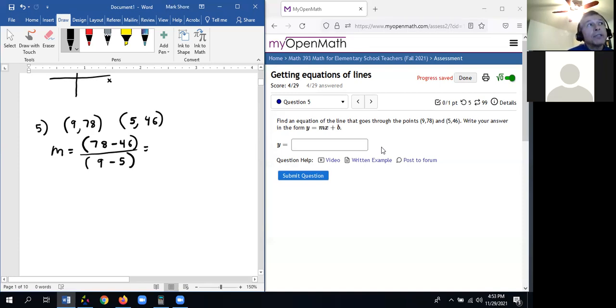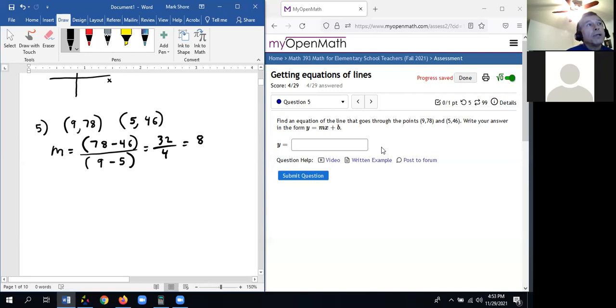But guess what? If you do it the opposite way, if you take 46 minus 78, then on the bottom you'd have to do 5 minus 9. You get 2 negatives, which makes it back to a positive. So you'll get the same answer. Here, 78 minus 46 is, I think, 32. And 9 minus 5 is 4. And these are nice that they turn out to be whole numbers. So 32 divided by 4 is 8.